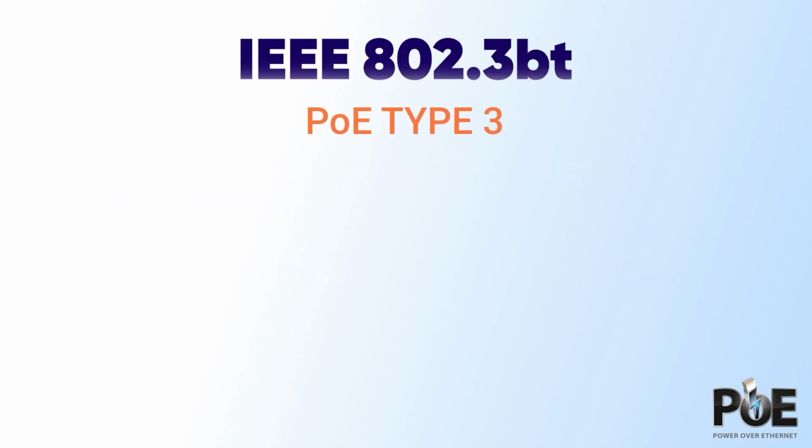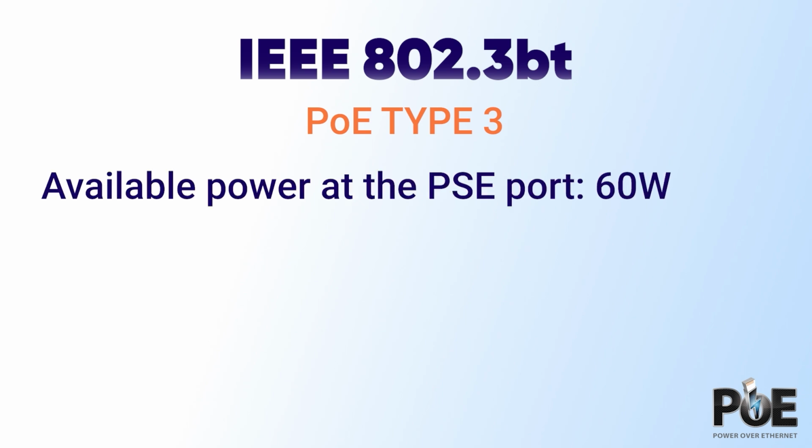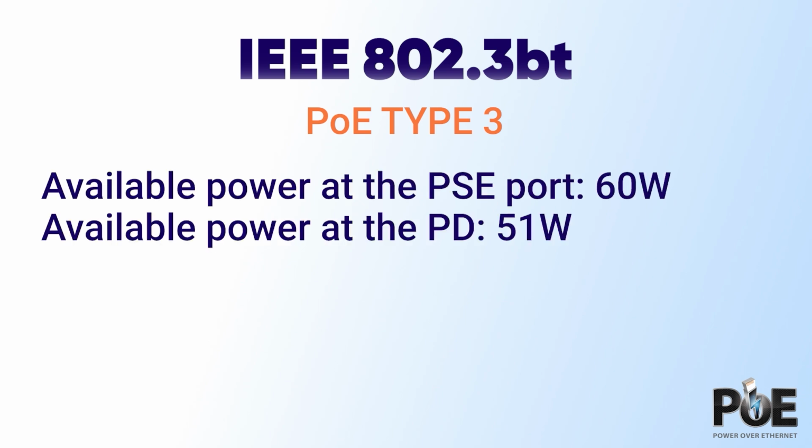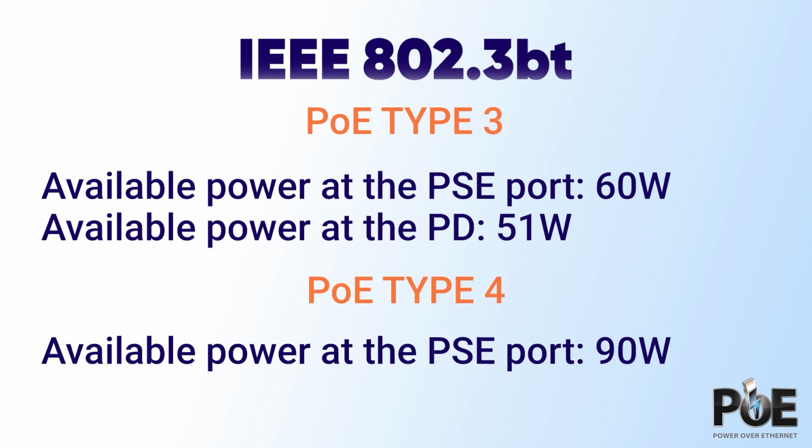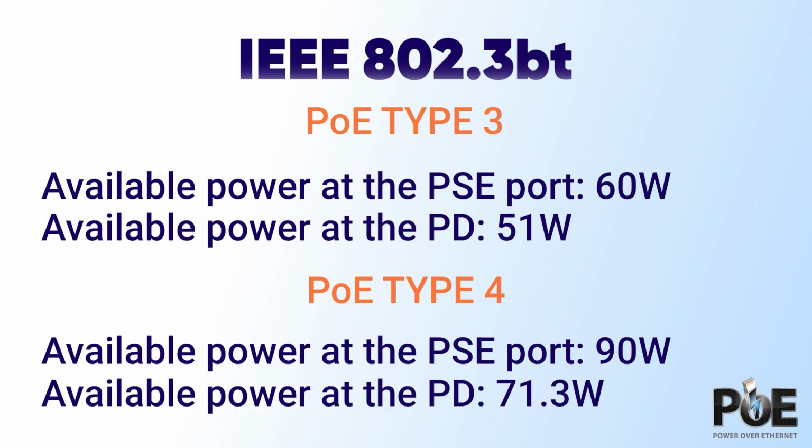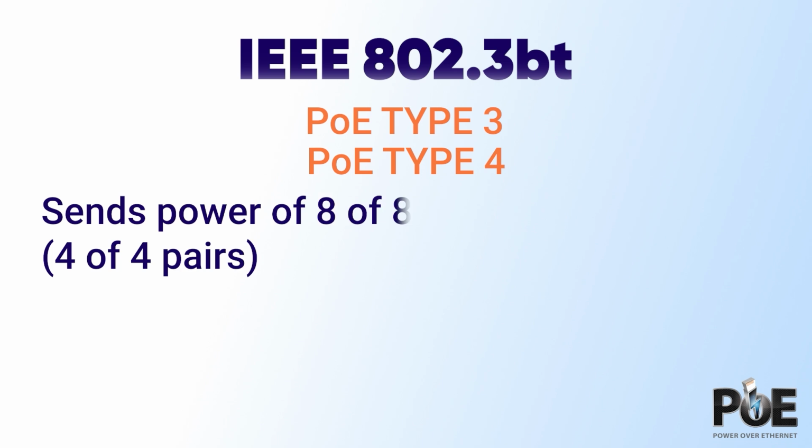PoE Type 3 and Type 4 are defined by the 802.3bt standard. PoE Type 3 supports 60 watts at the PSE port, ensuring 51 watts are available at the far end of the cable for the PD. PoE Type 4 supports 90 watts at the PSE port, ensuring 71.3 watts are available at the PD. All 4 pairs are utilized to provide this power.